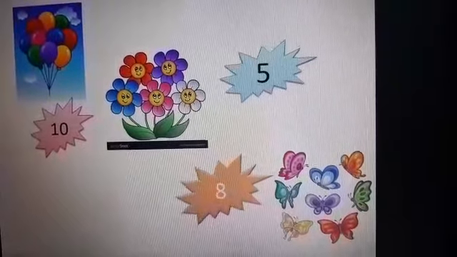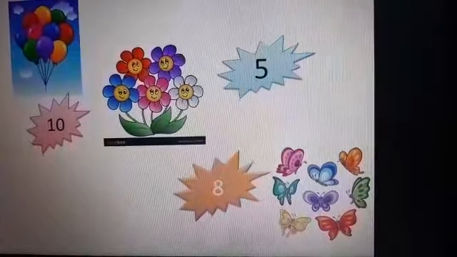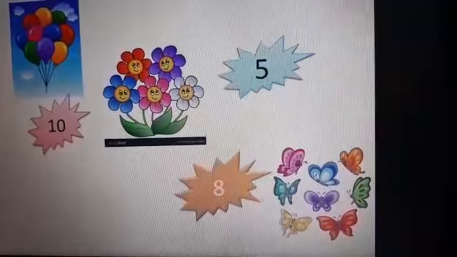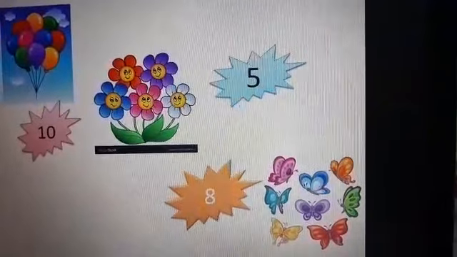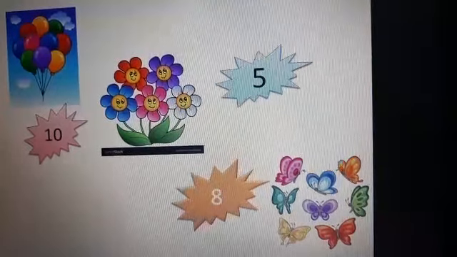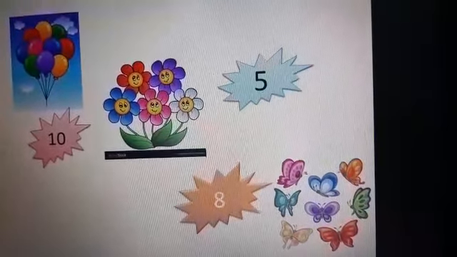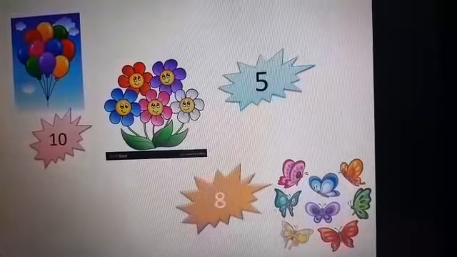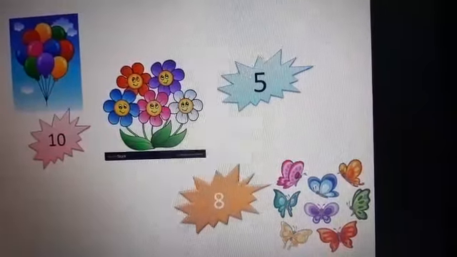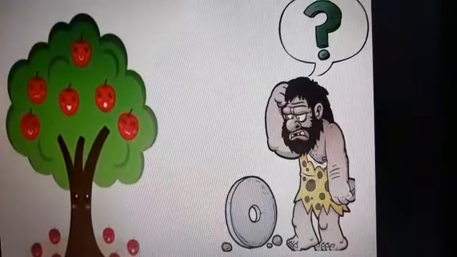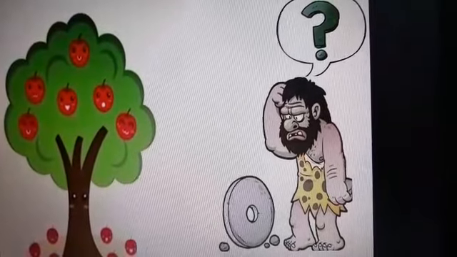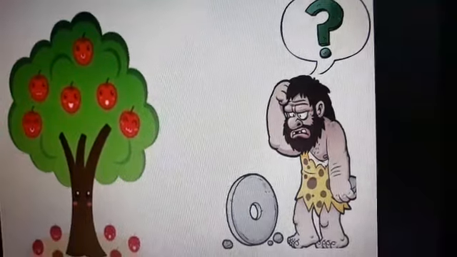If I ask you how you have found the answer, what you have done to get the answer, you have actually counted the number of balloons, number of flowers, and number of butterflies. We were able to do counting because we all are aware of numbers. But in early times or olden days, people could not do calculation because they did not know about numbers.